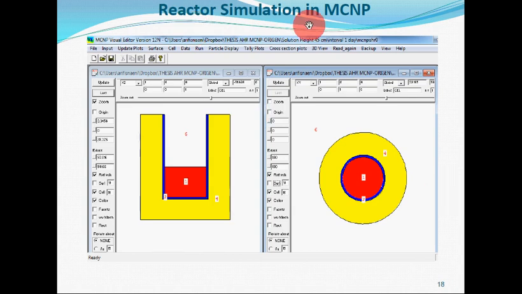The reactor simulation in MCNP. This is the design of the reactor. This is from the top.